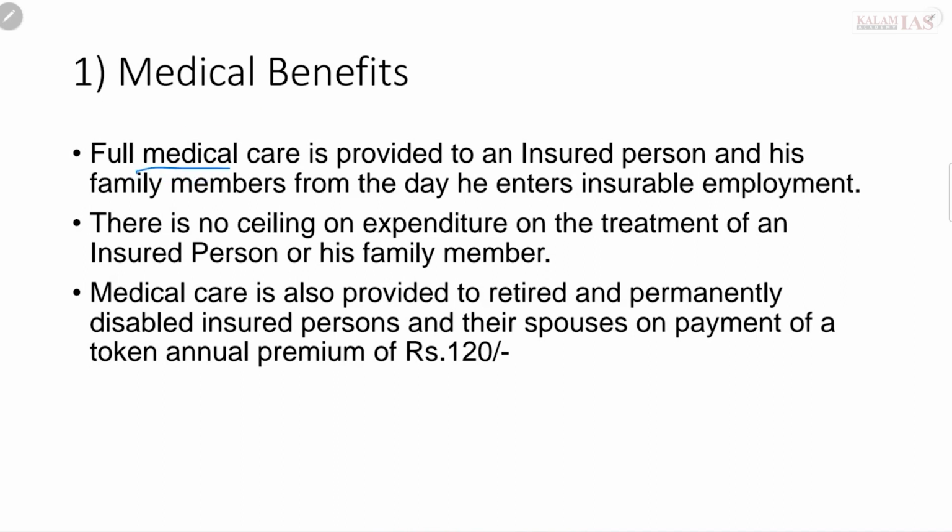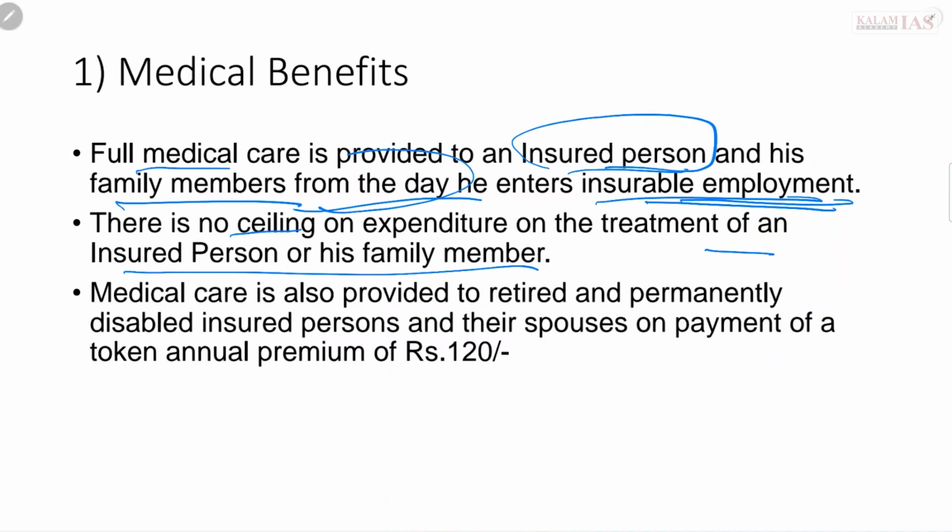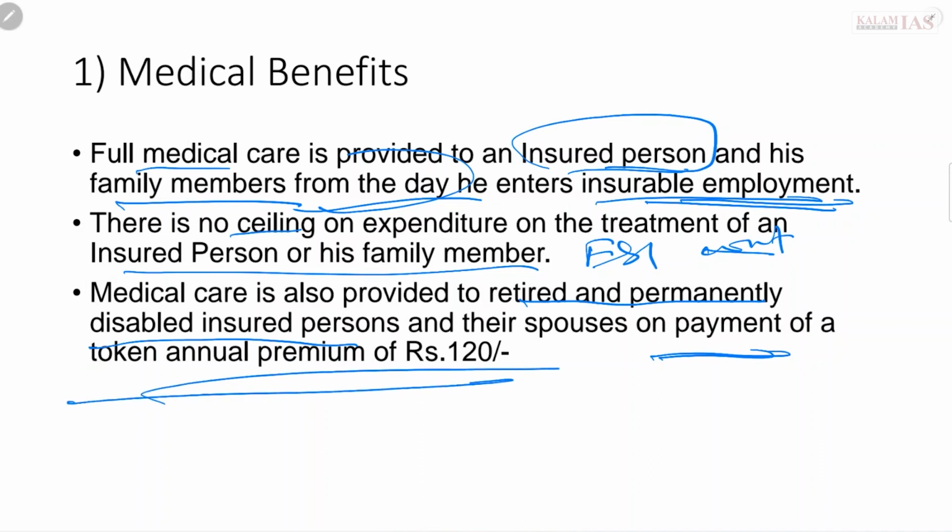The full medical care is provided to an insured person. Insured person is a constant term within the ESI Act, that only those employees which are insured shall be taken care of under this. Alright, it is provided to an insured person and his family members from the day he enters the insurable employment. The employment has to be insurable in this case. There is no ceiling on expenditure on the treatment of an insured person or his family as long as the ESI contribution has been made. Medical care is also provided to retired and permanently disabled insured persons and their spouses on payment of a token annual premium of 120 rupees.